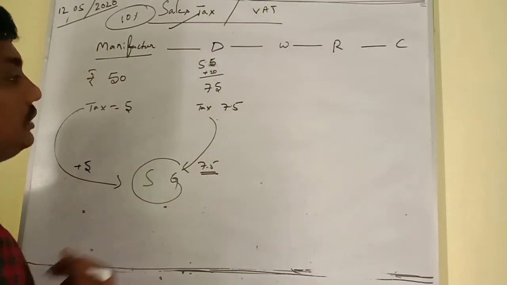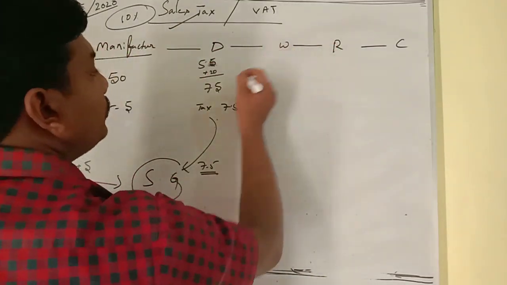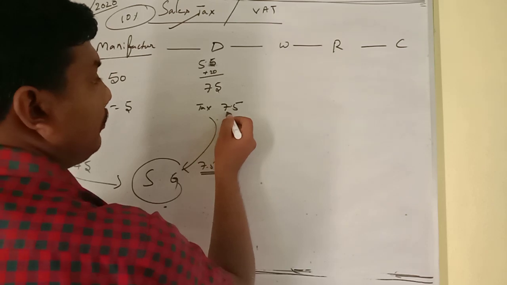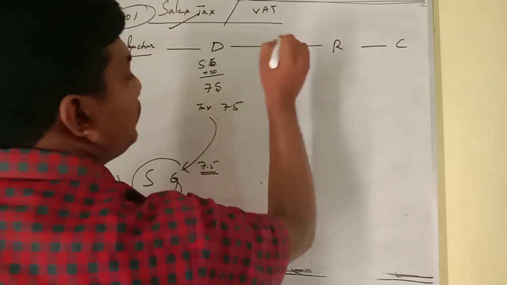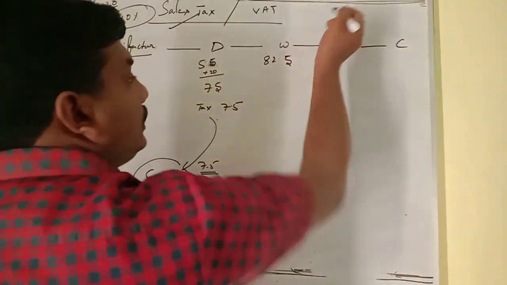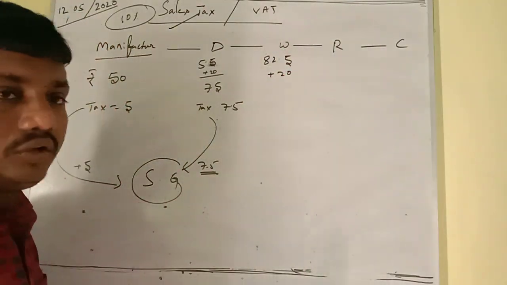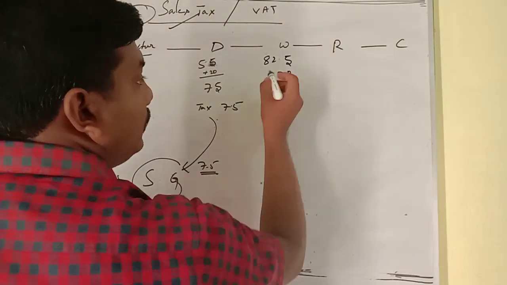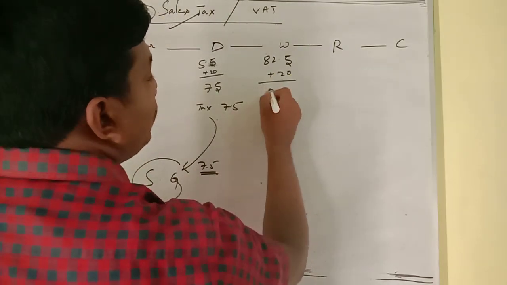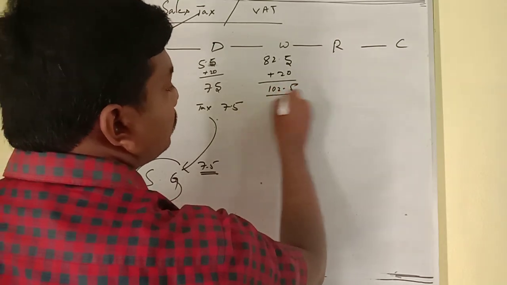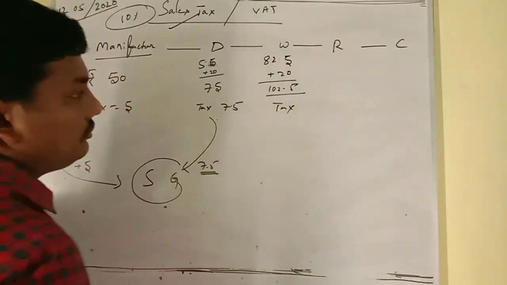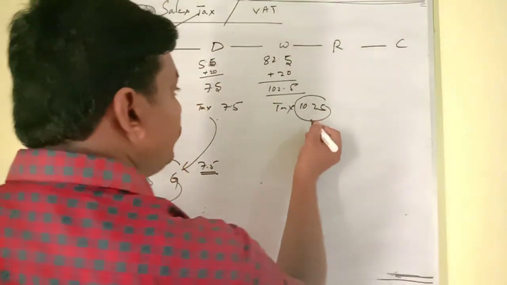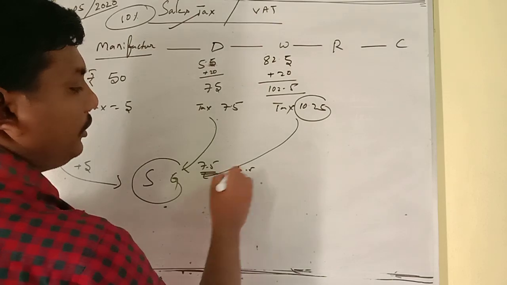Next, suppose a wholesaler. The distributor gives it at 75 plus 7.5, which is 82.5 rupees. Now the wholesaler will add another 20 rupees as profit. That is value added in each and every stage. So it becomes 102.5. What about the tax? The tax becomes 10.25, because 10% of 102.5 is 10.25. The 10.25 is also added here.